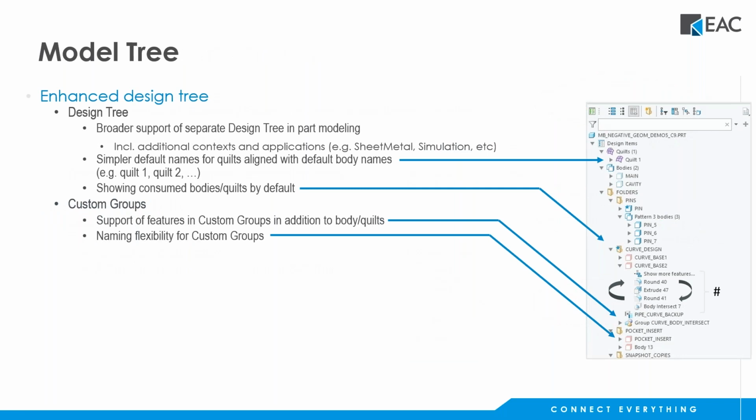All right, there's also been some updates to our model tree, and a lot of the updates are involved with the enhanced design tree. So the design tree consists of your bodies and quilts and design items such as annotations and materials. And in Creo 9, we have a lot of enhancements around this. We have simpler names for quilts and default body names. We now show consumed bodies and quilts. And now we can create custom groups, which really helps with the organization of our design tree for different things that we are having trouble finding within our model tree.